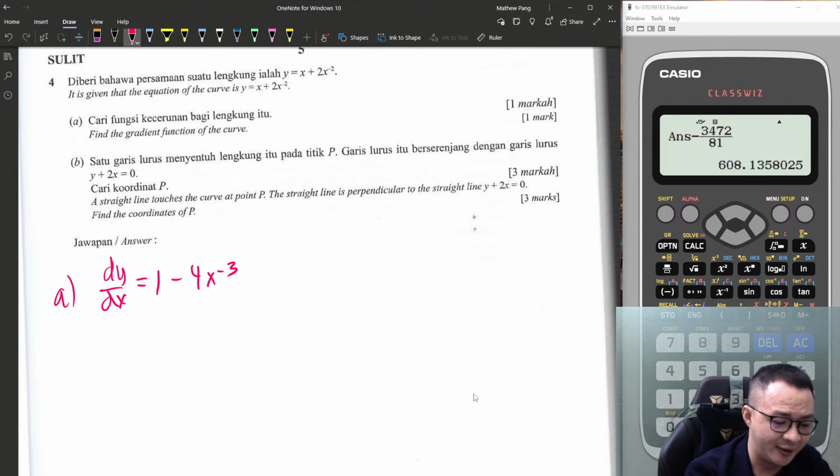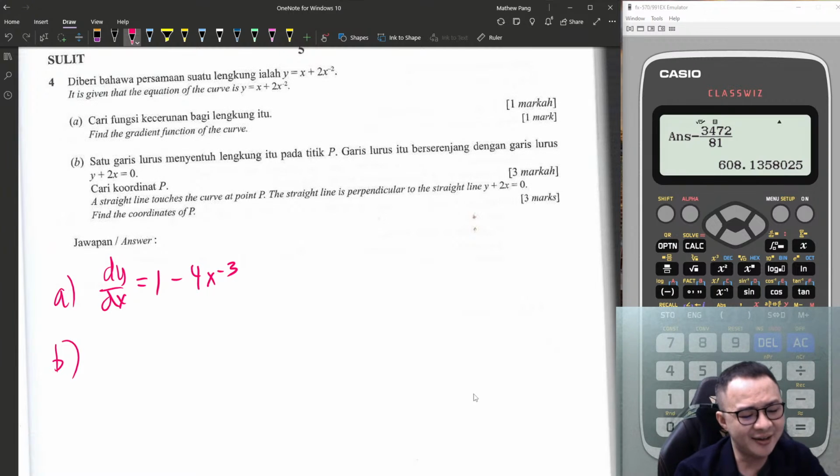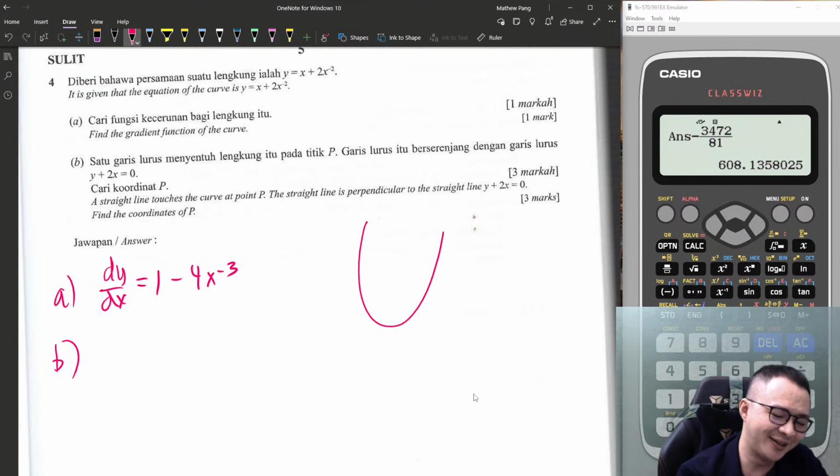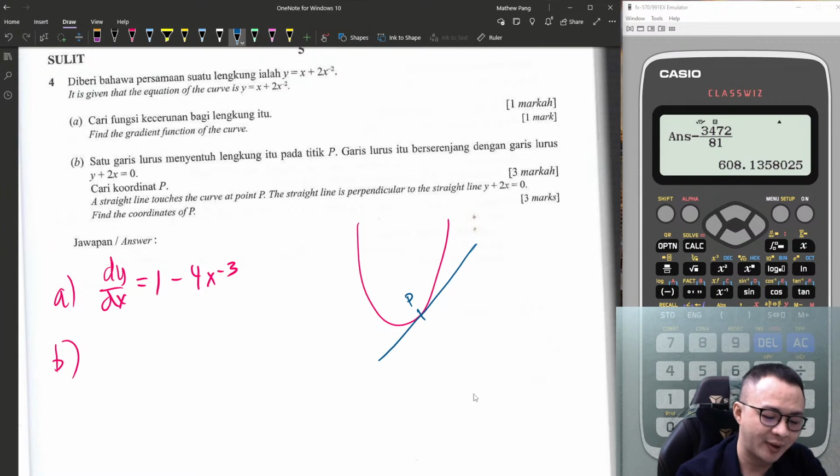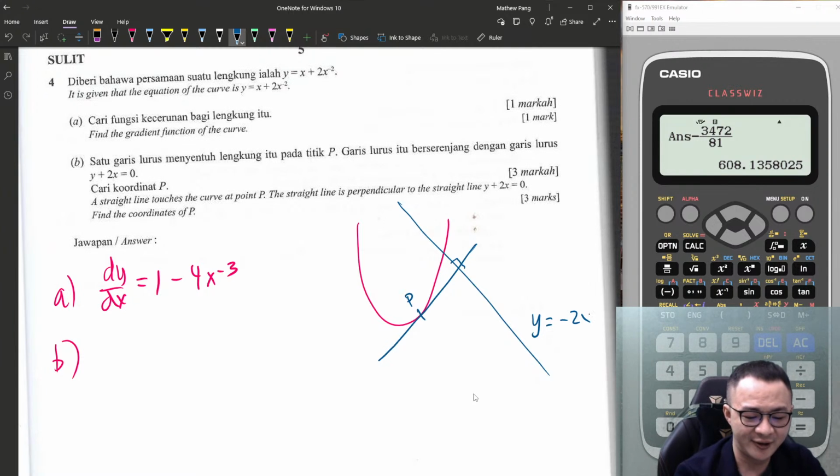This is part A. Part B: a straight line touches the curve at the point P, and the line is perpendicular to that straight line. Find the coordinates of P. Yeah, this one is considered a little bit confusing. Right now, you have one line that touches the curve at the point P, but this line is perpendicular to another line, which is y equals negative 2x. Okay, y plus 2x equals 0 is y equals negative 2x.